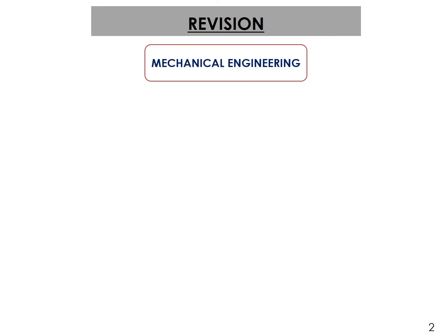So let's have a small revision of whatever we have done so far. In the previous lecture I discussed in brief what is mechanical engineering. I told you that mechanical engineering can be categorized into different groups, if you can recall: design group, thermal group, production group, industrial group. So we categorize most of the core subjects under these groups only. This was what we discussed previously.